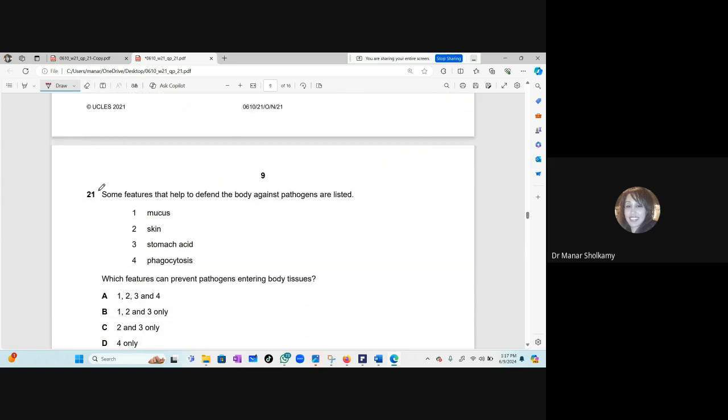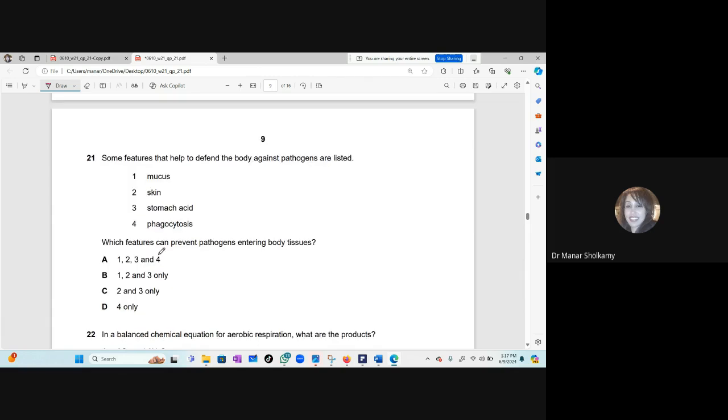21. Some features that help to defend the body against pathogens are listed: mucus, skin, stomach acid, and phagocytosis. Which features can prevent pathogens entering body tissues? 1, 2, 3, and 4, all of them? Or 1, 2, and 3 only? Or 2 and 3 only? Or 4 only? B. A. Yes, 1, 2, and 3.